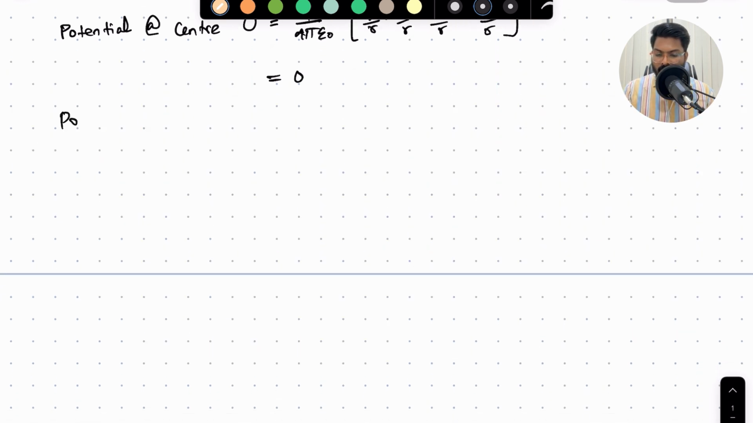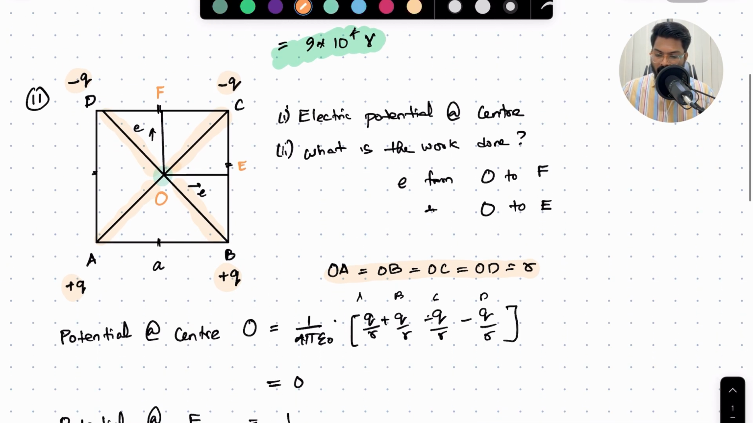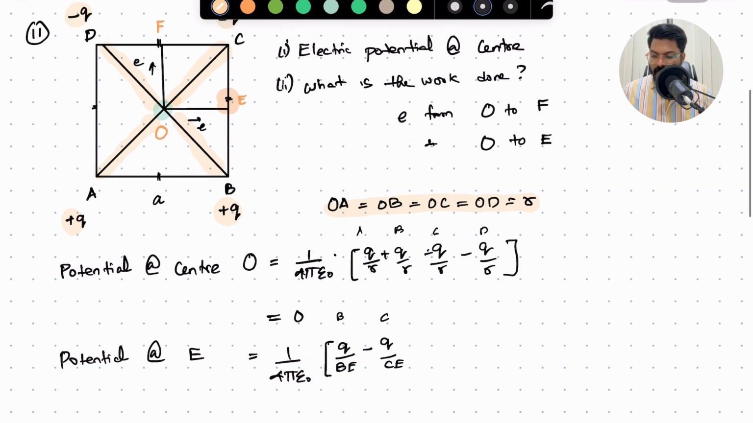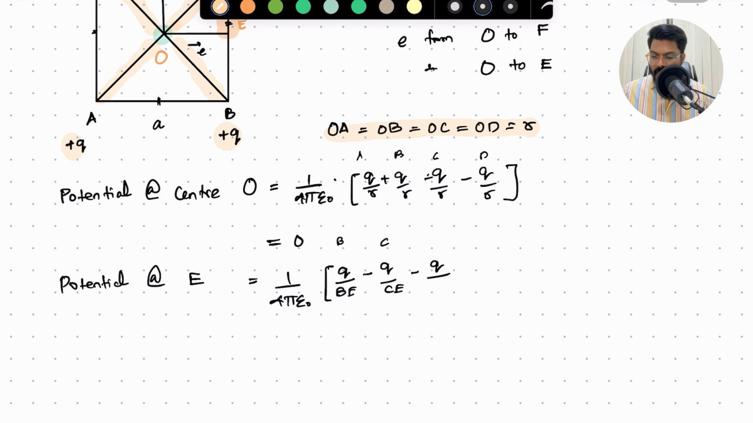Now, let's look at the potential at E. The potential at E is given by 1 by 4 pi epsilon naught into Q by BE, this is the charge that comes from B, minus Q by CE, this is the charge that comes from C, minus Q by DE, this is the charge that comes from D, plus Q by AE, this is the charge that comes from A.